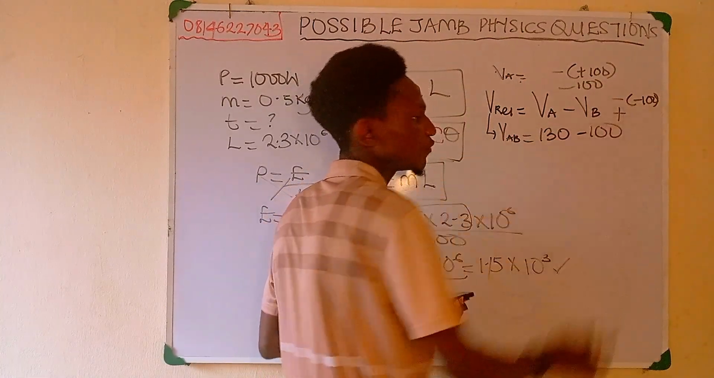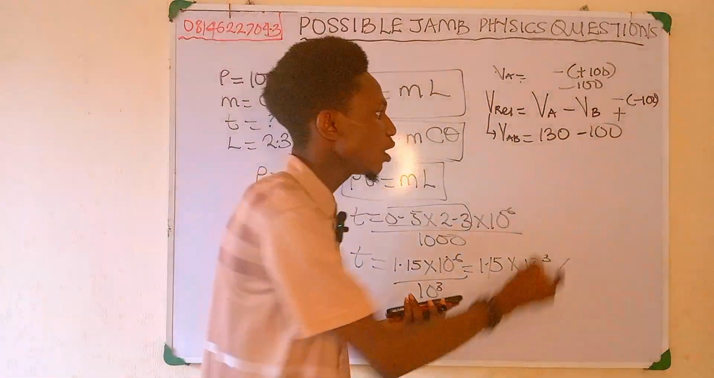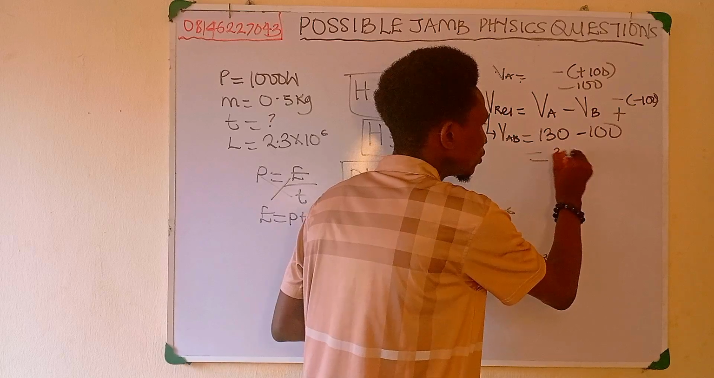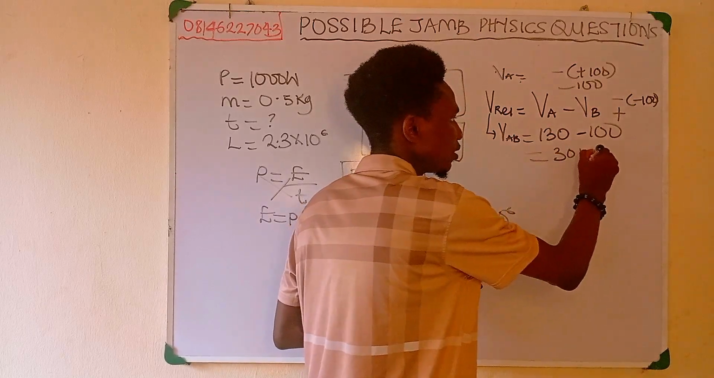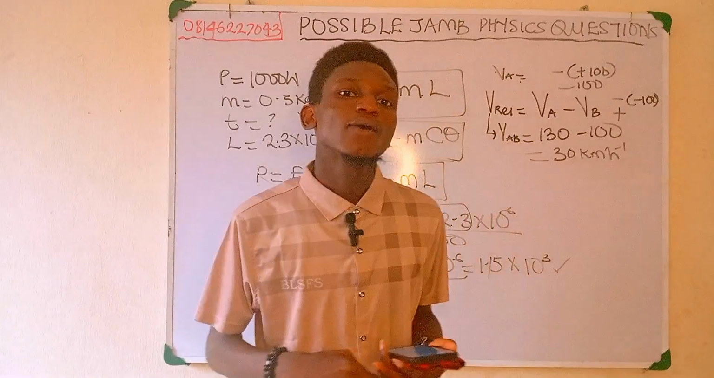But if you're minus minus, if you're in the opposite direction, it will now change to 130 plus 100. Now, 130 minus 100 gives you 30 kilometers per hour. So it means that option A was correct.